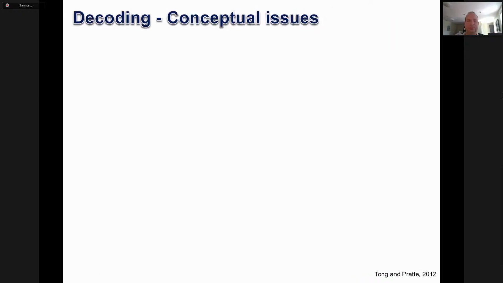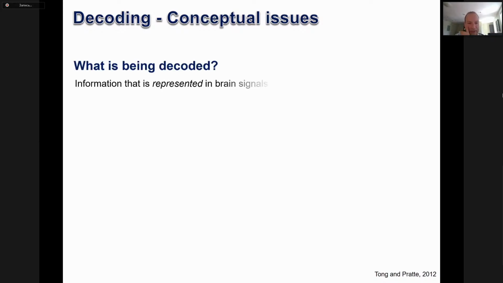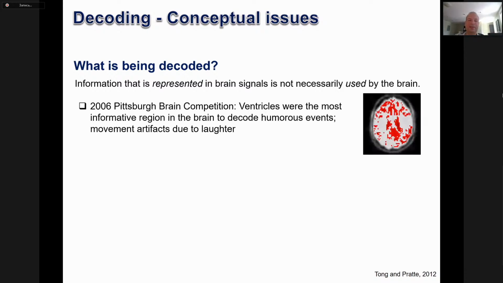In moving ahead, I want to bring to your attention some conceptual issues when one is doing decoding. For example, we should be careful what is being decoded, because being able to decode doesn't mean that this information is used by the brain. For example, in 2006, in a brain competition, the winning team produced an algorithm that was able to classify different video segments depending on whether they are humorous or serious events, or there was some action and so on.